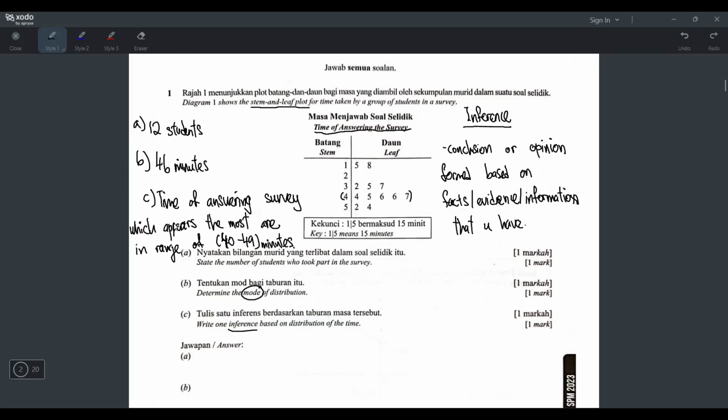Time of answering survey which appears the most are in the range of 40 to 49 minutes. Okay. Yeah, that is why we use stem and leaf plot, is because we want to tengok data terus boleh nampak siapa paling banyak leaf. And dia lah yang paling banyak, the data that appears most in which range. That is why we separate the stem and the leaf, is to see which stem has the most leaf, so we can form our opinion based on that.